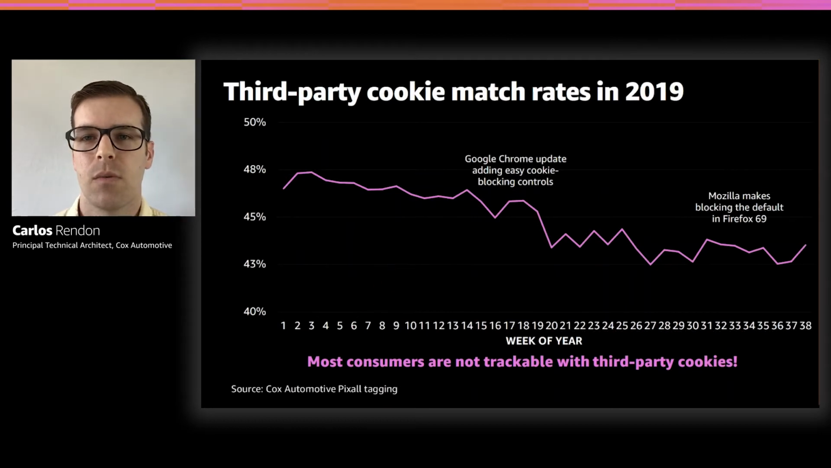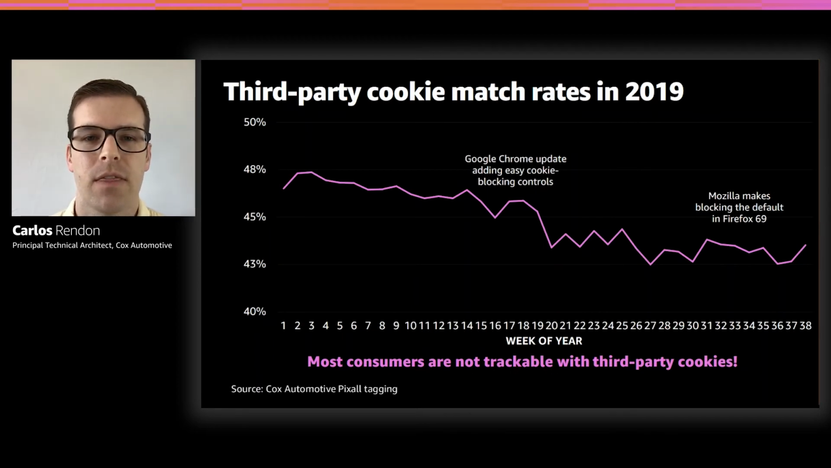When it comes to digital privacy, and originally I talked about the post-cookie world, when you look at third-party cookies as a solution to tracking consumers across multiple websites, what we're seeing in our data is that it doesn't work very well anymore.